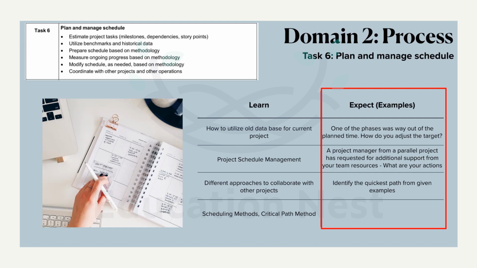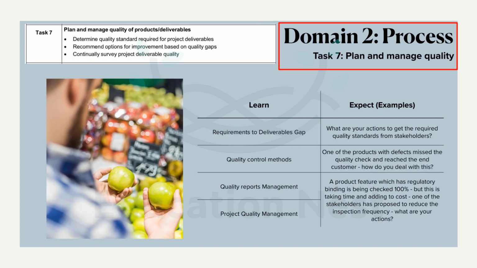All right, moving on. Domain 2, task 7, plan and manage quality. Quality, as you all know how important it is, directly impacts the success of the project, right? This is the measure of how our product is performing once we release it to the market, or to the customer to whom we deliver it.